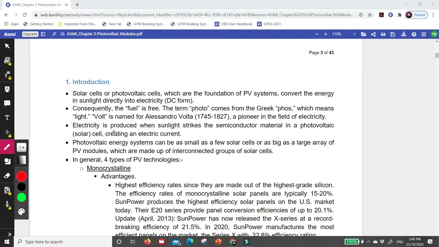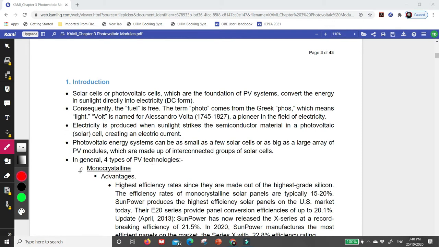So electricity is produced when sunlight strikes the semiconductor material, for example silicon, in a photovoltaic solar cell, creating an electric current. A photovoltaic energy system can be as small as a few solar cells or as big as a large array of PV modules, which are made up of interconnected groups of solar cells, connected in series and parallel. In general, we have 4 types of PV technologies: monocrystalline, polycrystalline, thin film, and HIT.